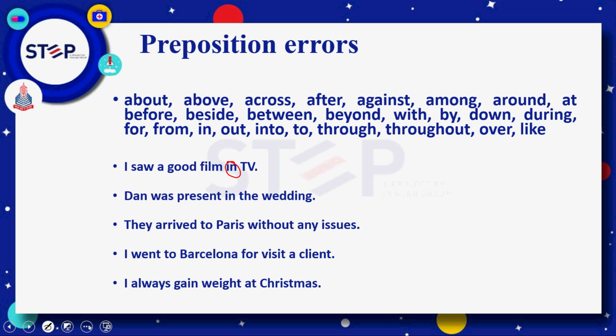"Dan was present in the wedding." Dan was present. This wedding is an occasion. For an occasion, "at" is used. "They arrived to Paris." This "to" is wrong because they arrived. With "arrive," we don't use "to."